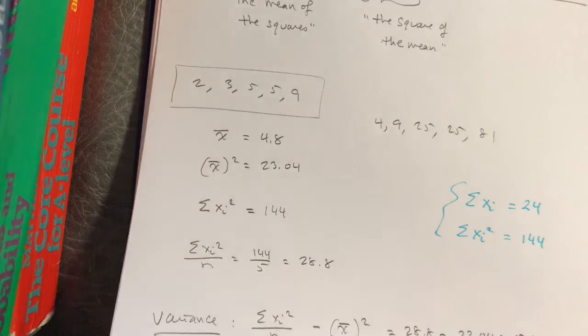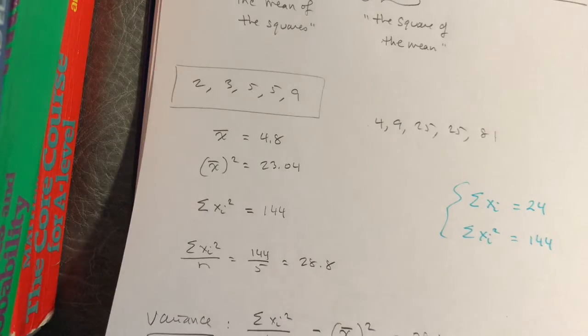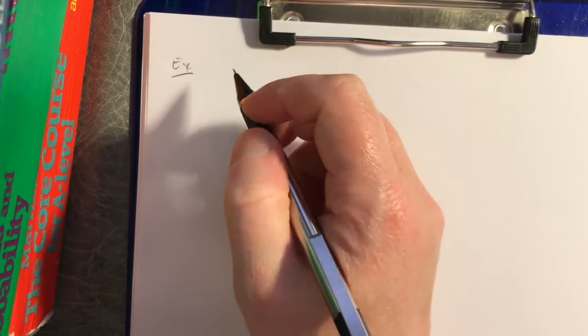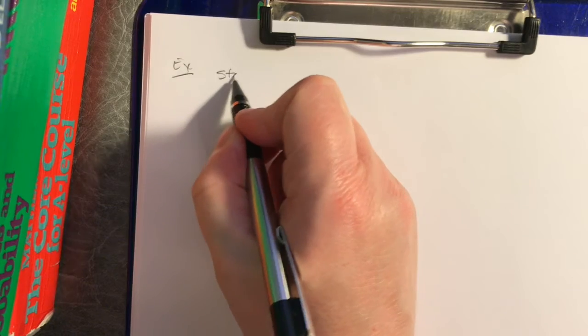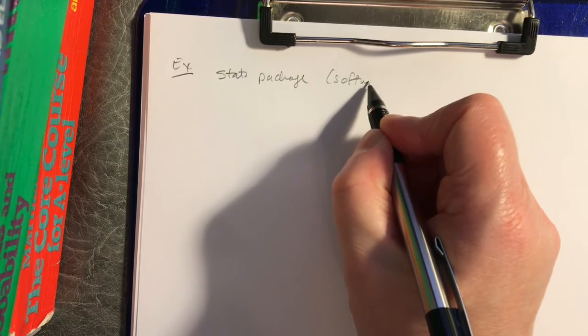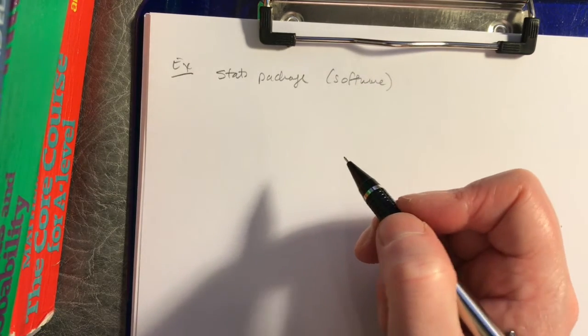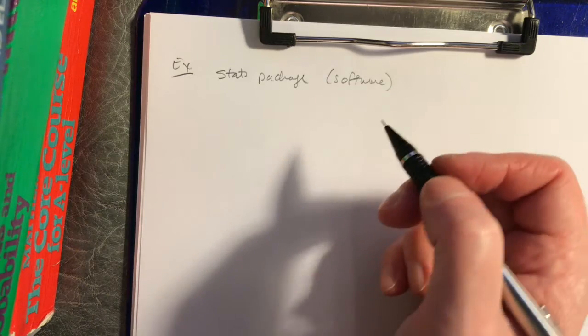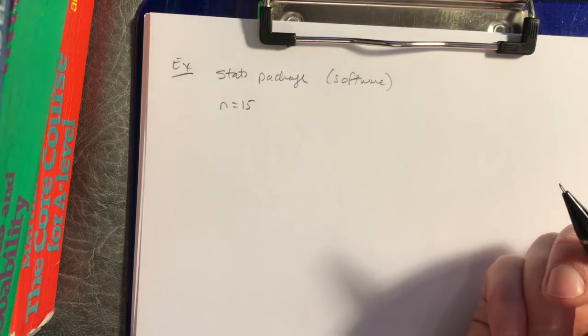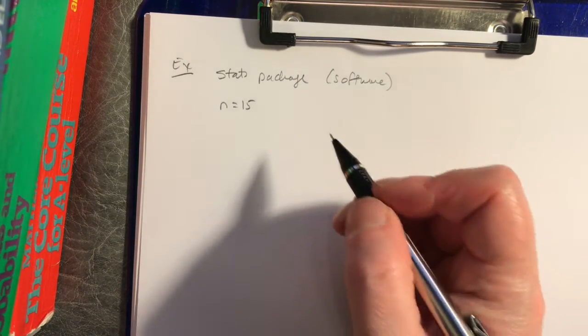Okay, so here's another example I made up to play with. Suppose that you have a statistics package on the computer, so it's some software. And suppose you've tapped in a whole bunch of data points. In this example, suppose you have 15. That's not too icky to do by hand, but just to give you an example. Okay, so you've got 15 data points.